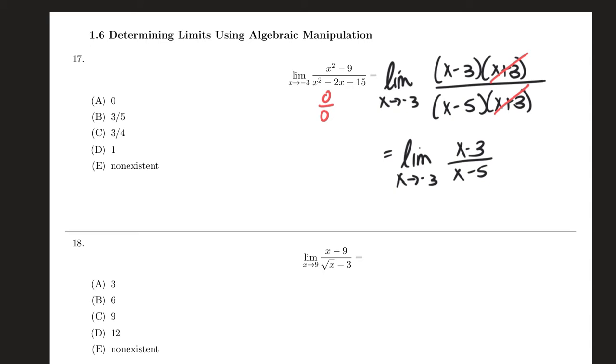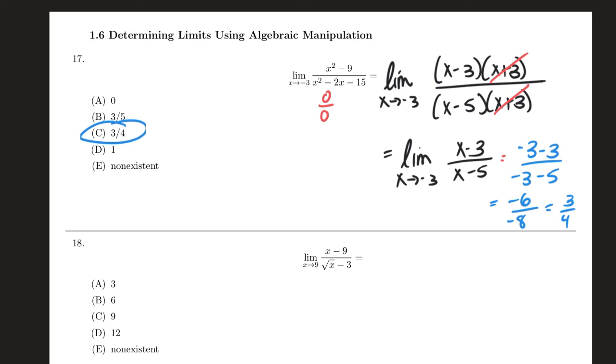And now that I canceled out this x plus 3 that was giving me trouble, now I can just plug in -3 and simplify -6 over -8. The negatives cancel and it becomes positive 3 over 4. So for rationals, if you can plug in the number, just plug it in. If you can't plug in the number, factor and cancel out.